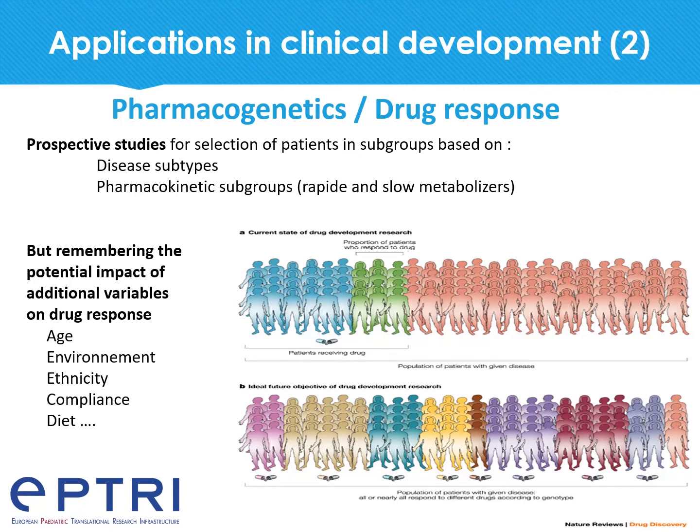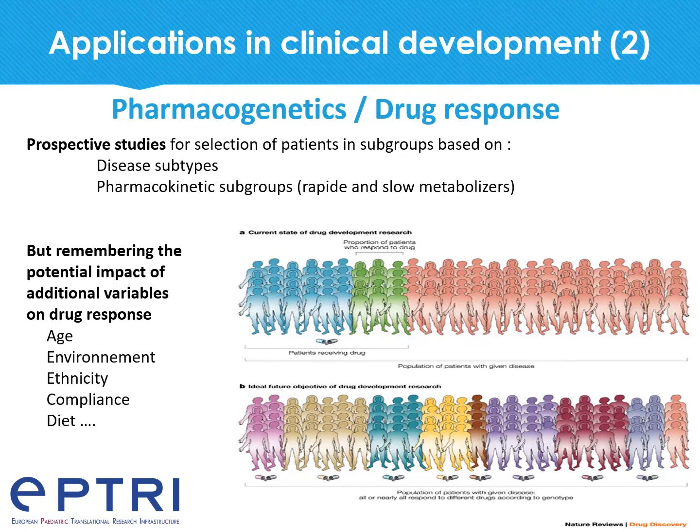Pharmacogenetics is also implicated in drug response, and prospective studies may be conducted with selection of patients in different subgroups based on pharmacogenetics to obtain disease subtypes or pharmacokinetic subgroups, either rapid or slow metabolizers, for example. In such cases, we have to remember the potential impact of additional variables on drug response: age, environment, ethnicity, compliance, and diet.